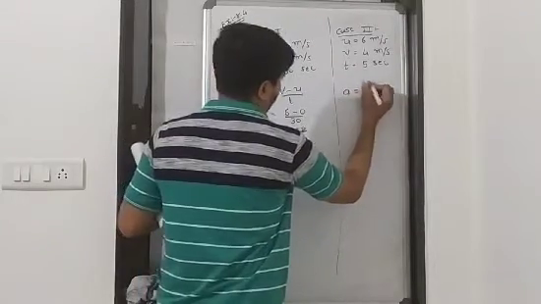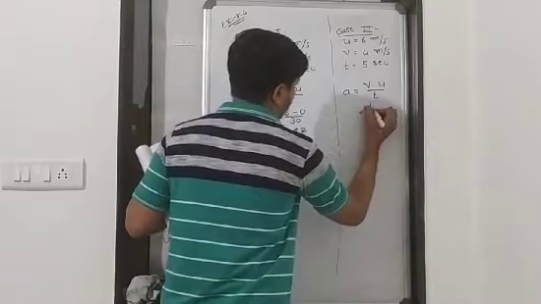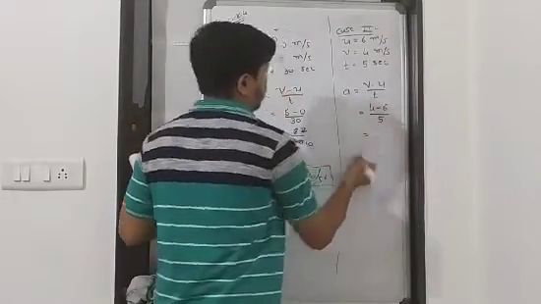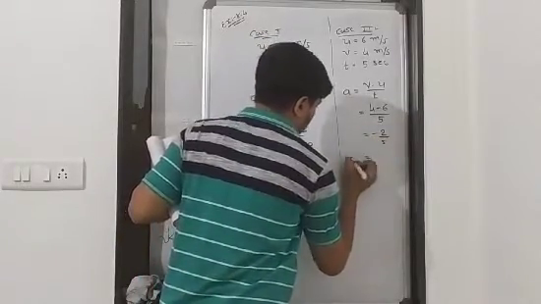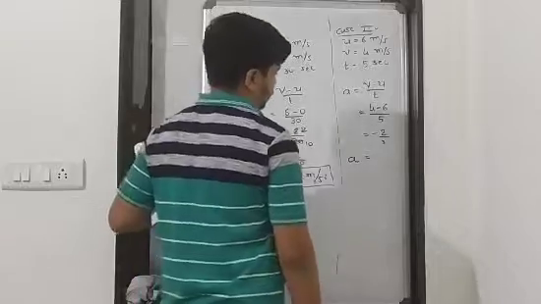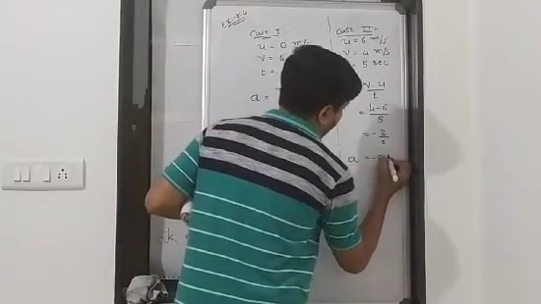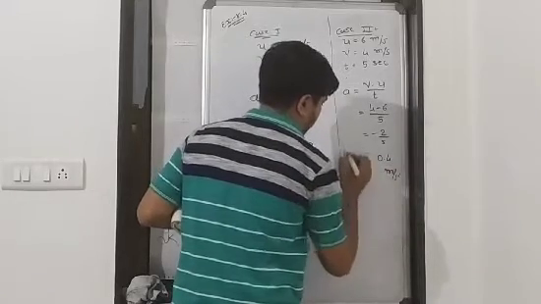Now you can easily find the acceleration: v minus u divided by t, where v is 4, u is 6, and t is 5. So it is minus 2 upon 5. So the acceleration is equal to minus 0.4 meters per second square.